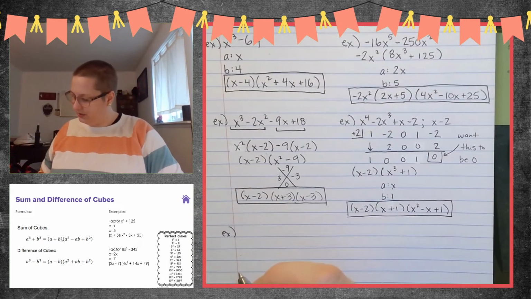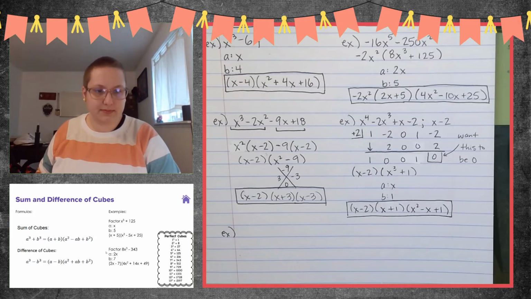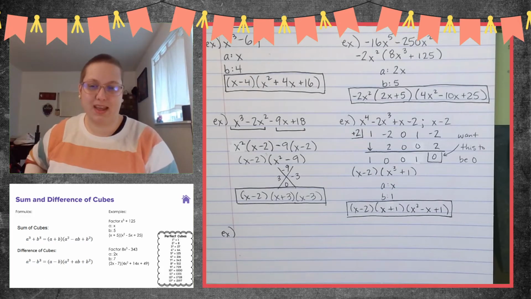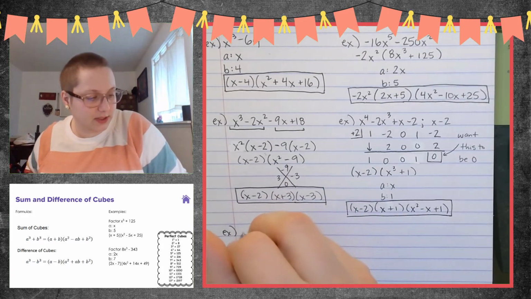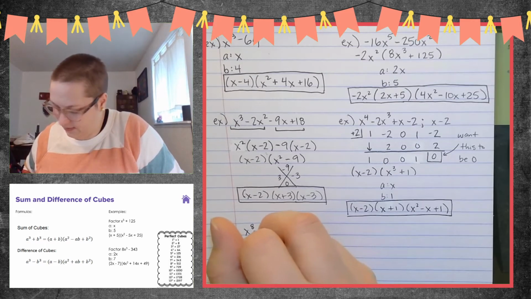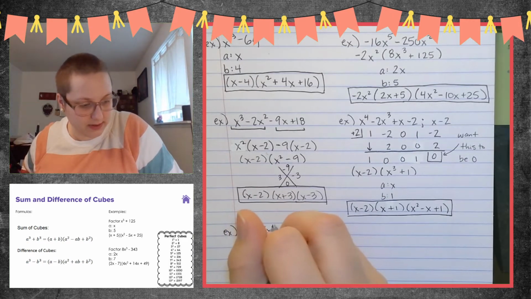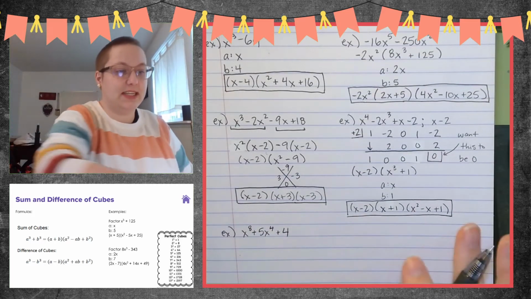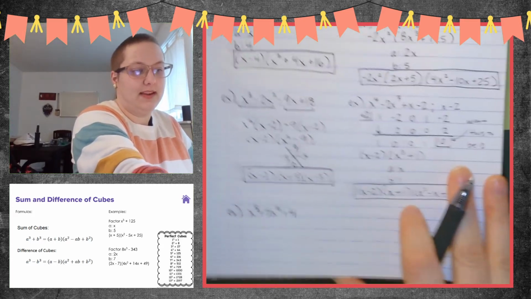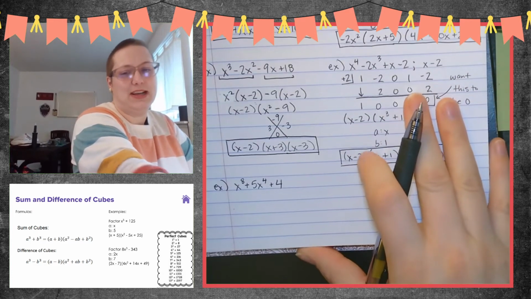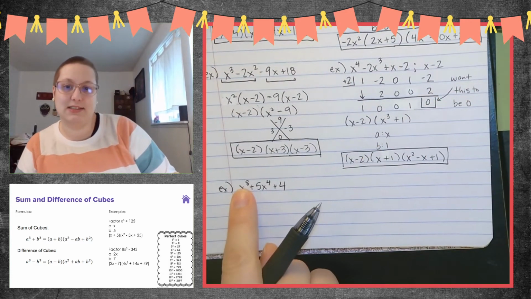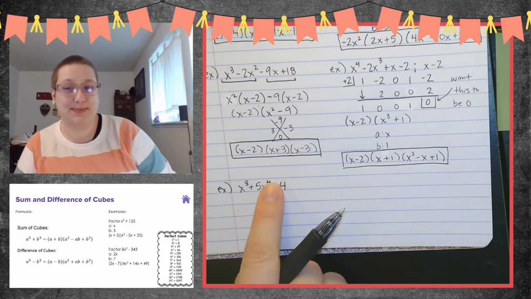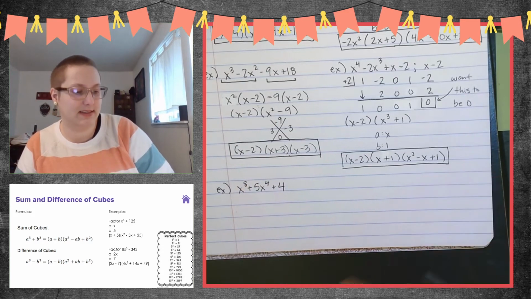Okay, so we're going to do, hold on. I wanted to simplify it first. So we're going to do x to the 8th plus 5x to the 4th plus 4. This is a super, super secret hidden quadratic. And here's how I know: this is double what this is.